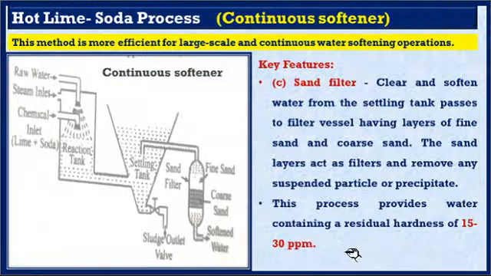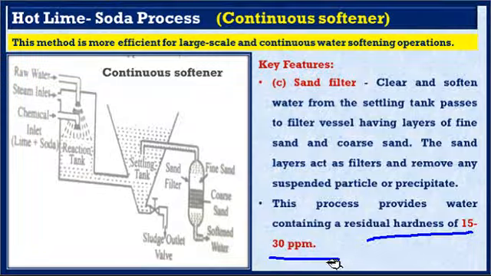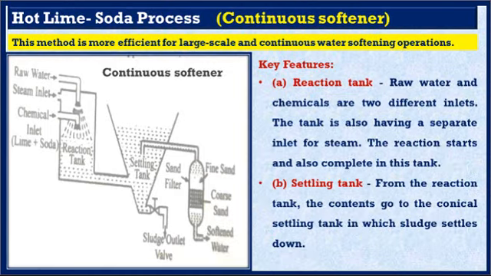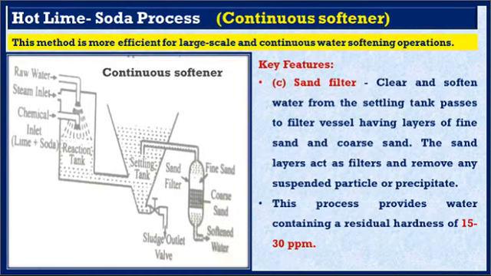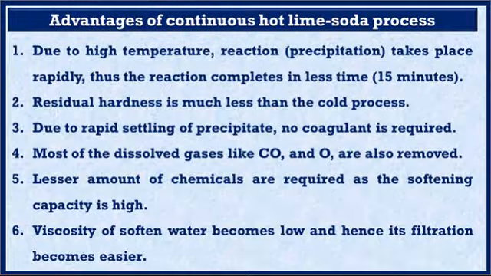By this process we can obtain water containing a hardness of 15 to 30 ppm, as compared to the cold lime soda process where the remaining hardness in the water is above 50 ppm. So the efficiency of the hot lime soda process is much higher as compared to the cold lime soda process. So what are the advantages of the continuous hot lime soda process over the cold process?